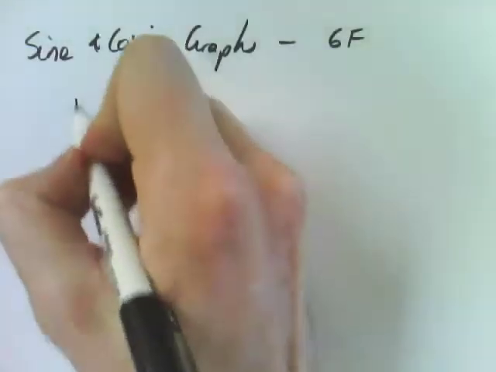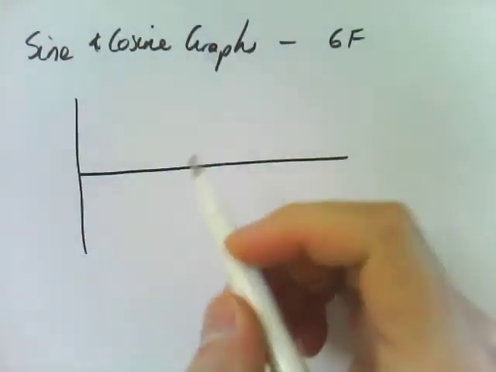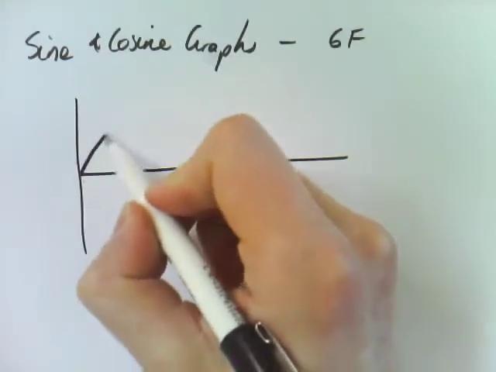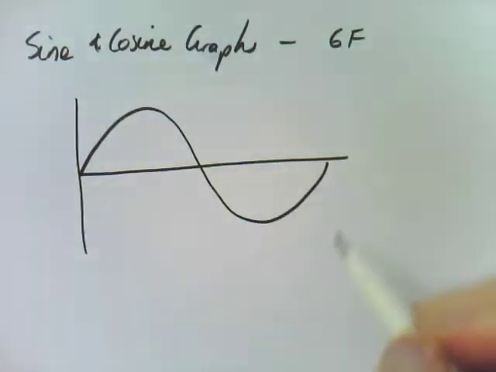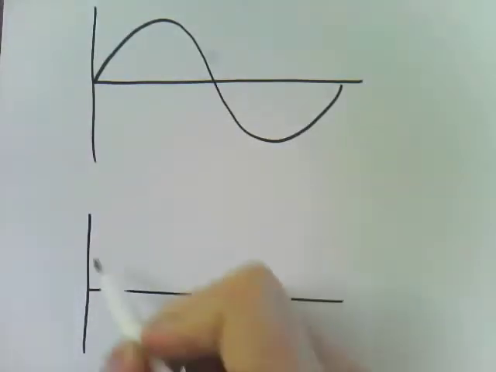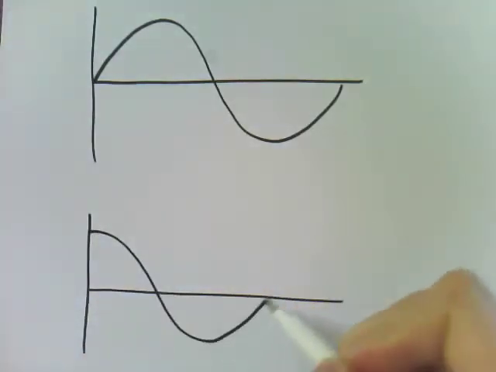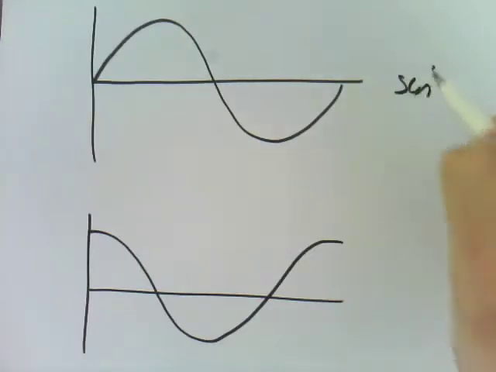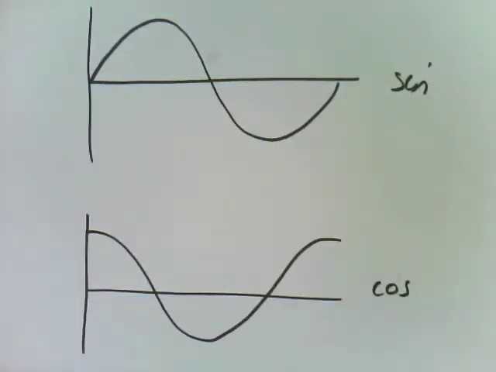Okay, sine and cosine graphs are always of the same basic shape. Sine always starts at 0. Cos always starts at 1. Alright, so this is sine, this is cos. There are a couple of things you need to know about.